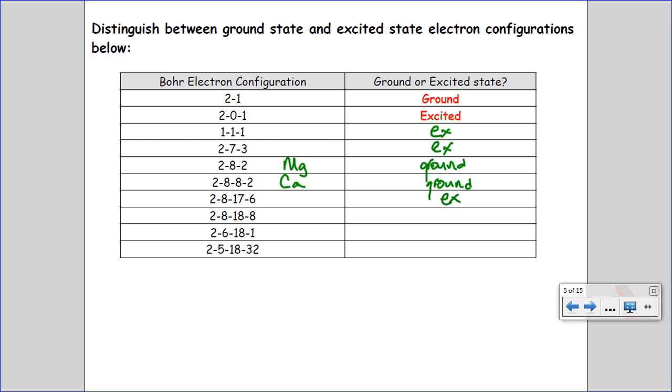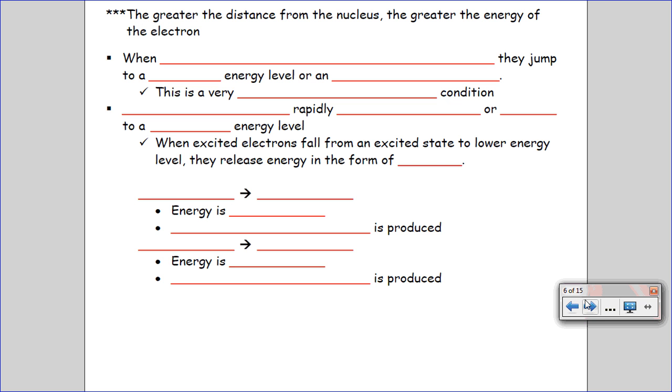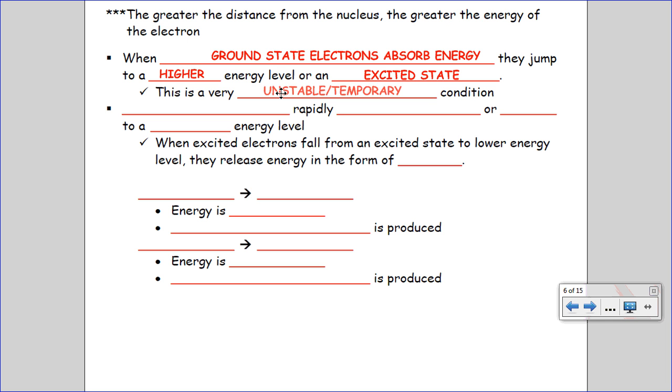All right. So let's move on here. The greater the distance from the nucleus, the greater the energy of the electron. When the ground state electrons absorb energy, they jump to a higher energy level or an excited state. Okay? This is very unstable and it is a very temporary condition where the excited electrons will rapidly fall back down or drop to a lower energy level. They want to get packed in closest to the nucleus because that's the lowest energy scenario. When excited electrons fall from the excited state to a lower energy level, they release energy in the form of light.